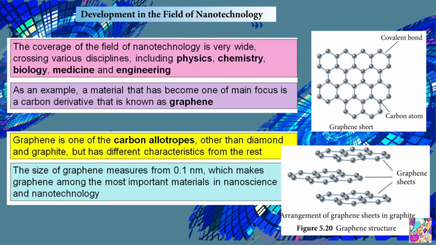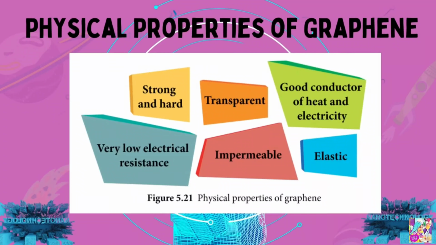From figure 5.2, you can see here there are three layers of graphene sheets. When graphene is arranged layer by layer, it will form graphite. Then, what are the physical properties of graphene? The physical properties of graphene are strong and hard, transparent, a good conductor of heat and electricity, elastic, impermeable, and very low electrical resistance. This is the physical properties of graphene. So you must remember all these six properties of graphene.